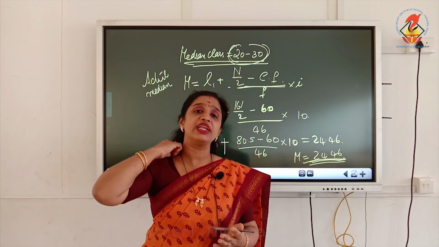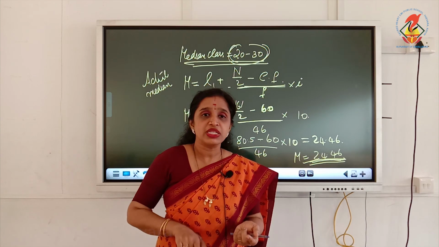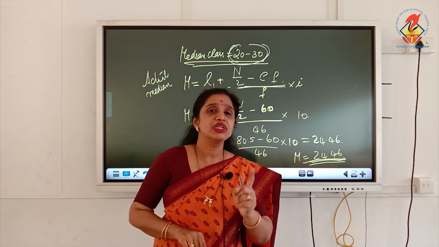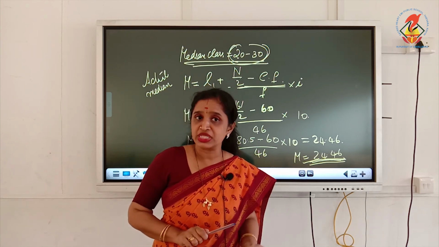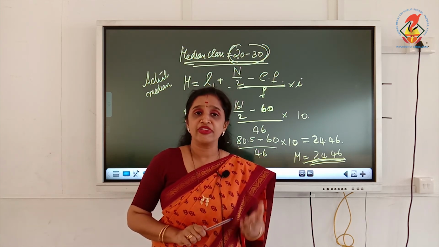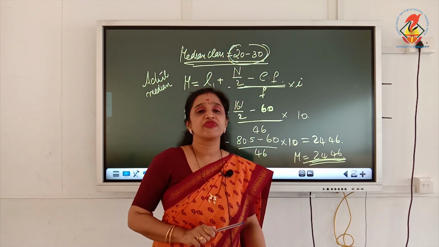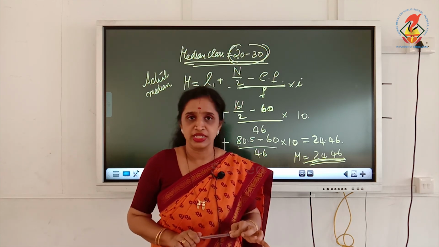After finding the median class, apply the formula m is equal to L1 plus (n by 2 minus Cf) by f into i, where L1 is the lower limit of the median class, n is the sigma of frequency, Cf is the cumulative frequency preceding the median class, f is the frequency of the same class, and i is the width of the median class interval.